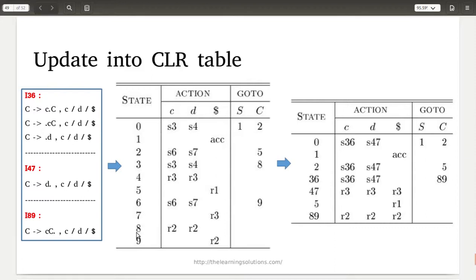And last one is 8 and 9. So 8 is having R2 on C and D, and 9 is having R2 on dollar. So both are combined together, so no reduce conflict is there. So in this way we have combined together.